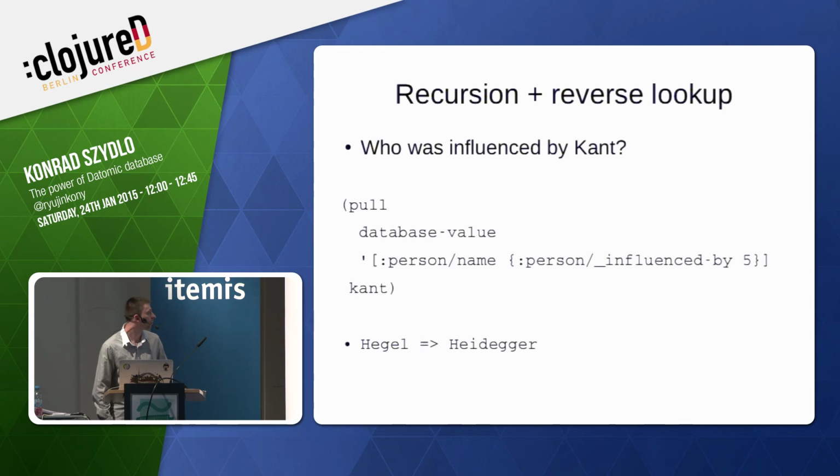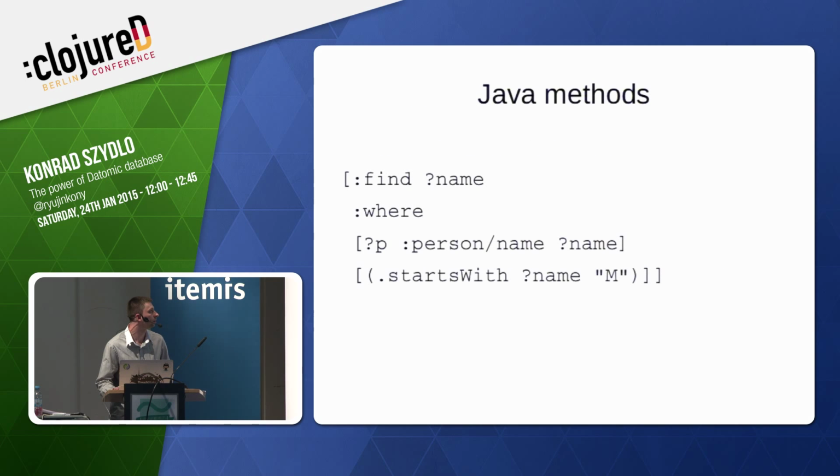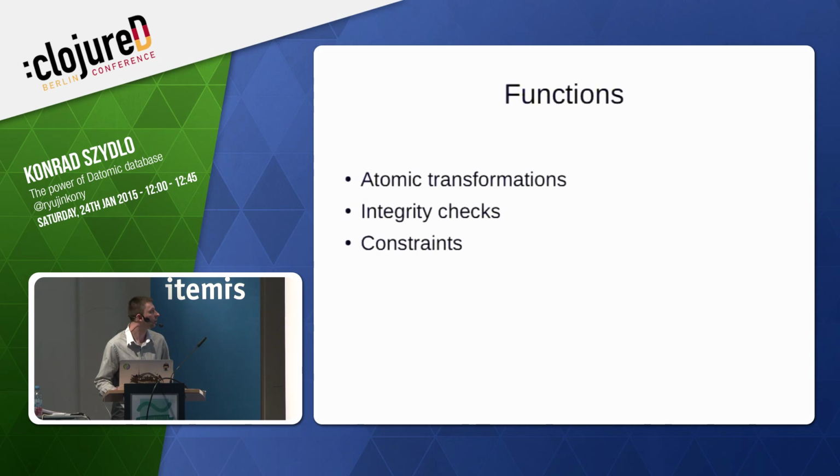So as we have seen, Datomic provides quite a few ways to query, but it's not the end. In Datomic we can use Java queries. So here we'd like to find out the name of some person, only if this name starts with capital letter M. We could also use query functions, so we are not only limited to Java methods. But we can write our own functions that allow us atomic transformations, integrity checks, or constraints.